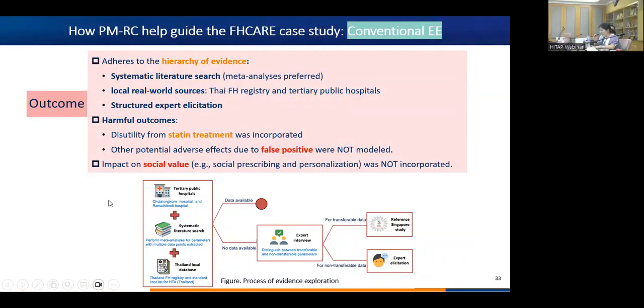As for the harmful outcome, the disutility from statin treatment was incorporated. However, other potential adverse effects due to false positives were not modeled, such as psychological impacts post-genetic testing and risk of misdiagnosis and overtreatment. In addition, the impact on social value was not incorporated because we don't think FH will affect the social value.